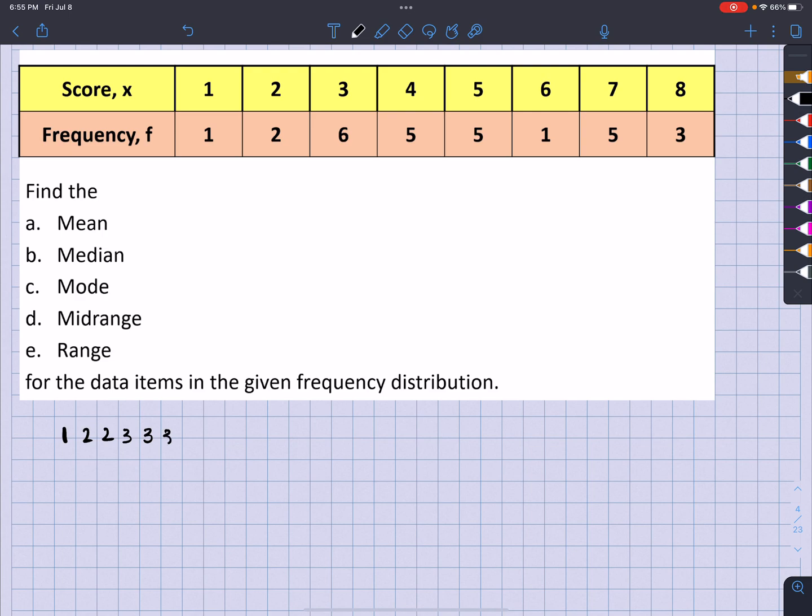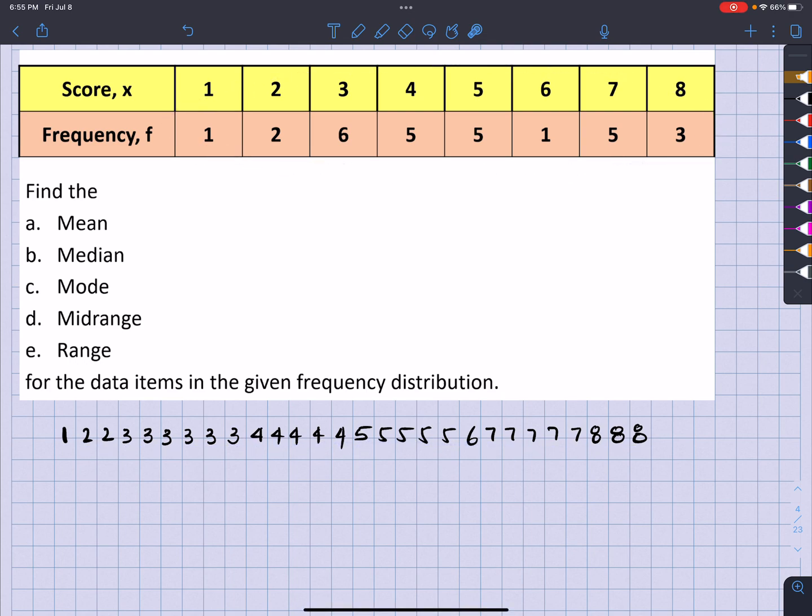1, 2, 3, 4, 5, 6. 4 occurred 5 times. 5 occurs 5 times. 6 occurred once. 7, 5 times. And then 8 occurred 3 times. So that would be the data in order in terms of what this is showing.